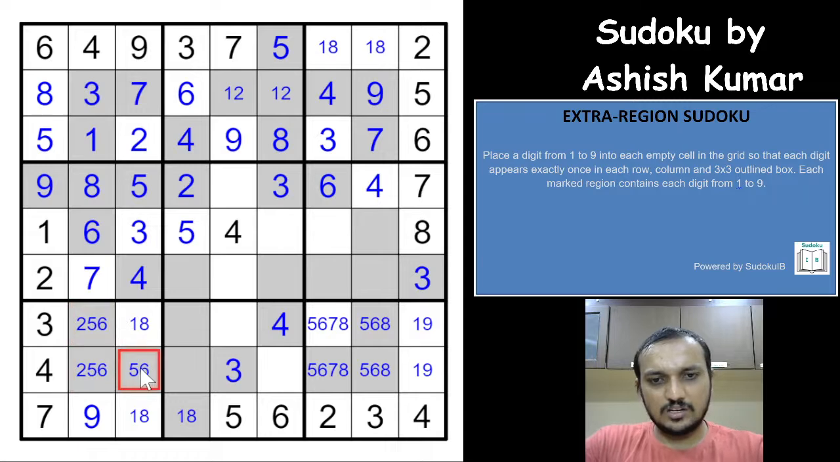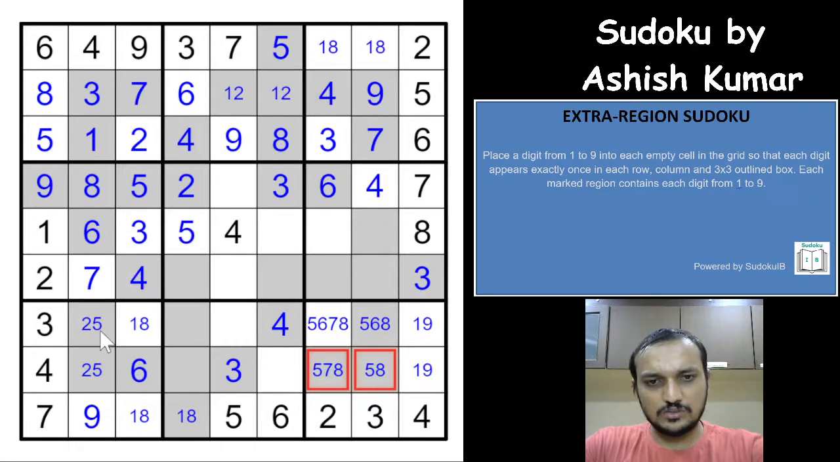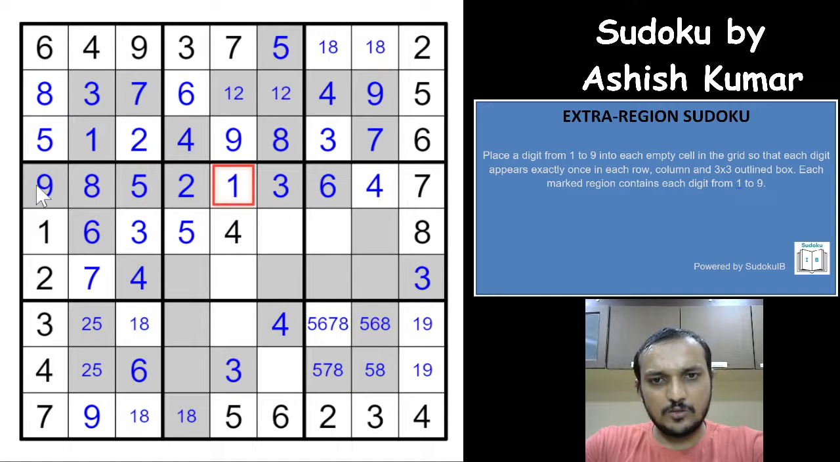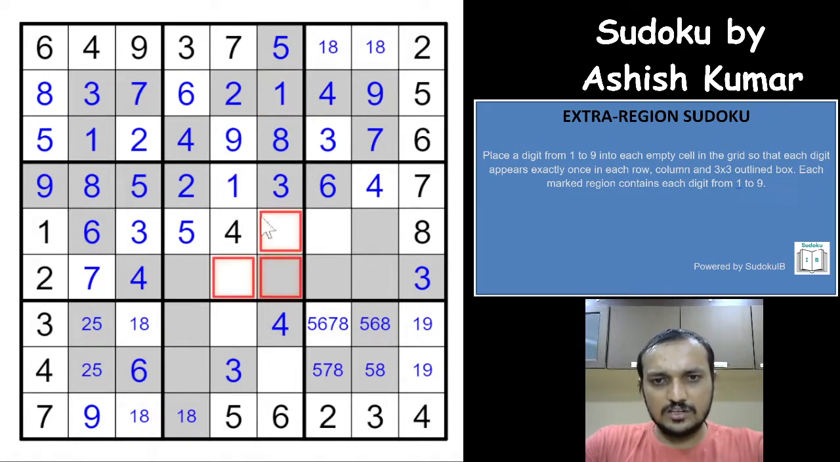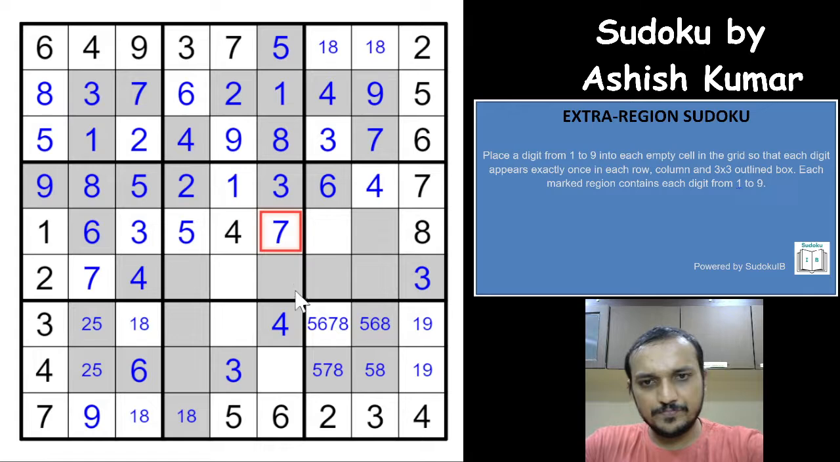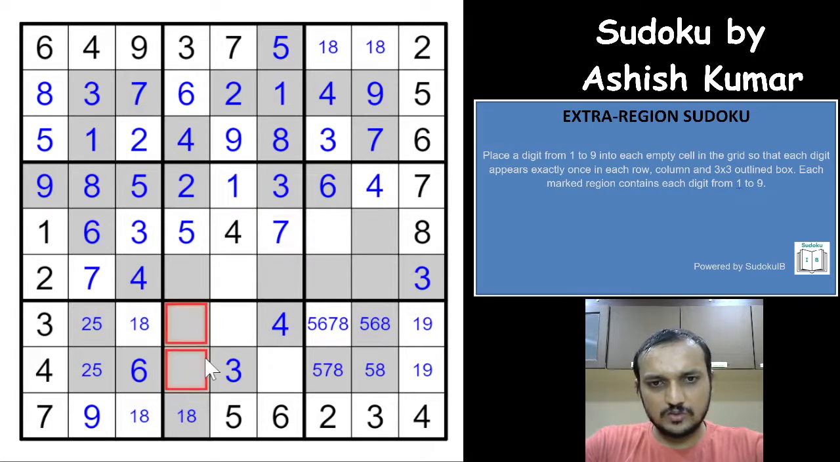That 6 eliminates 6 from this cell. That gives you a 6 here. Eliminates 6 from these 2 cells, right? This cell would have to be a 1. The only digit remaining was 1 here. That gives you a 2 and a 1 here. And 7 in this box will have to go in this cell, which means 7 in this box will have to be in one of these 2 cells, right?